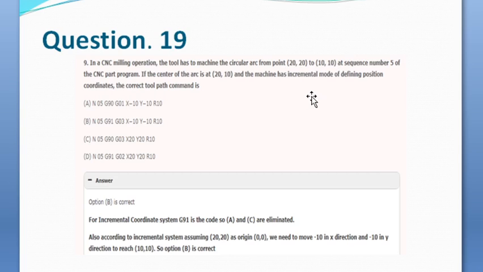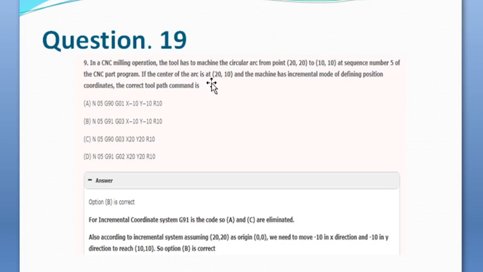Circular arc. Therefore, there is this one, G01 linear interpolation. Therefore, option A is not correct. Here, these three are G03, G03 and G02 are used.